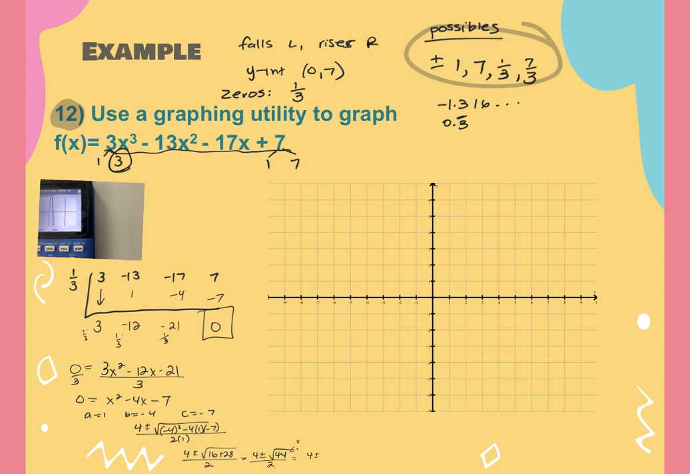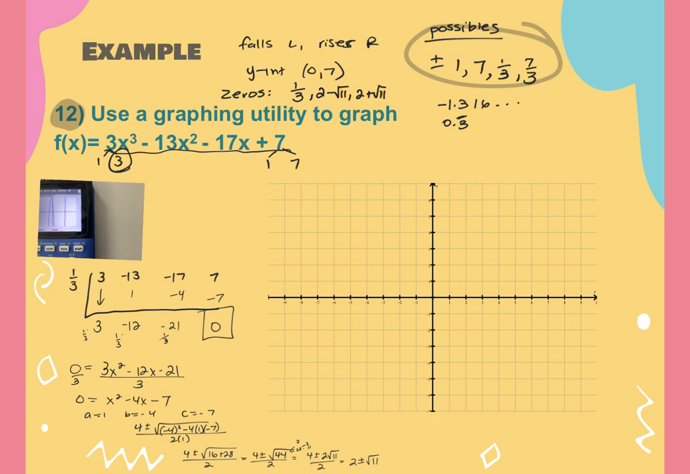This is 2 and 22, which is 2 and 11. So 2 square root 11 over 2, and I get 2 plus and minus square root 11. So my zeros are 1/3, 2 minus square root 11, and 2 plus square root 11.